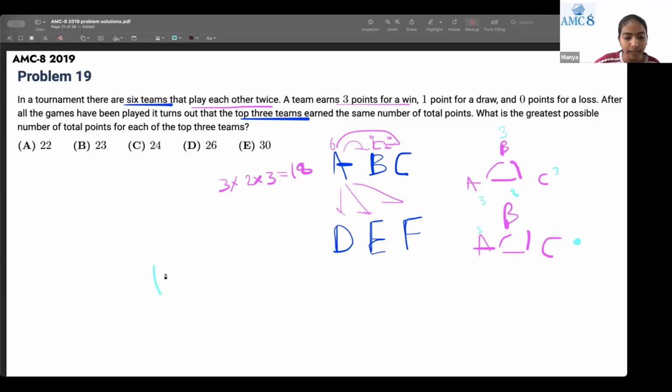And so we'll have to do 18 plus 6, which is equal to 24. And once again, we do 6 because it turns out that the top 3 teams earn the same number of total points. And so what is the greatest number of total points for each of the top 3 teams? They're not asking us to do 24 times 3. They're just asking us how many points does each of the top 3 teams win. And that's how we got our answer C, 24.